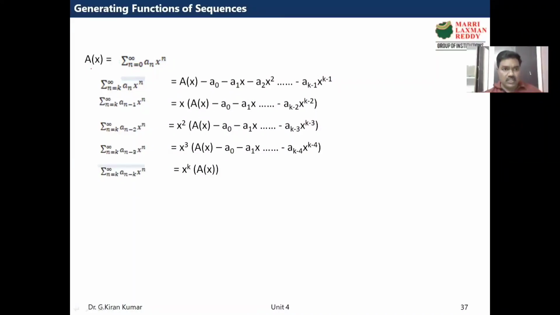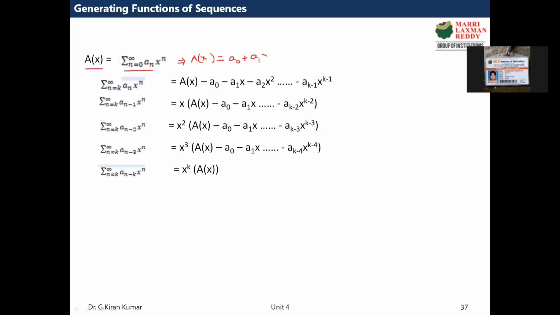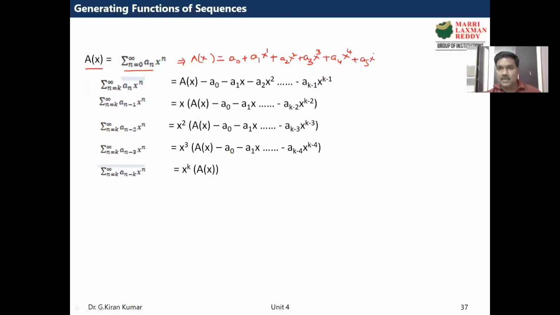Now, we already discussed A of x. A of x we normally call a generating function, which is sigma n equal to 0 to infinity a n x power n. In expanded form, A of x equals, what is the first term? When you substitute n equal to 0, you get the first term, a naught. The second term is a1 x. Then a2 x square, a3 x cube, a4 x power 4, a5 x power 5. Of course it is infinite, so we cannot write all, and we just write a few terms at the beginning, because n goes from 0 to infinity. This discussion we already made.